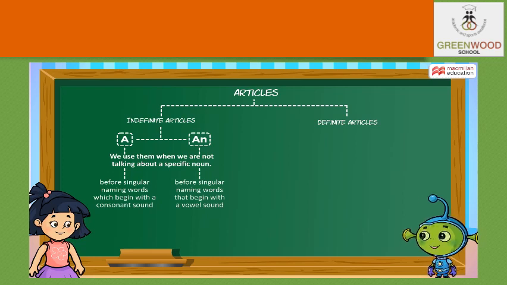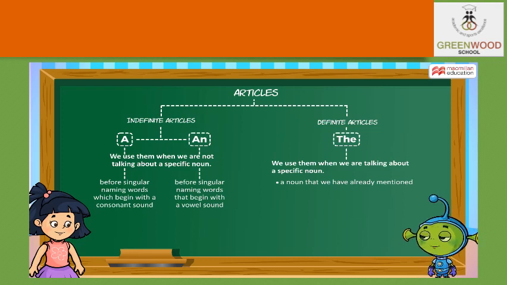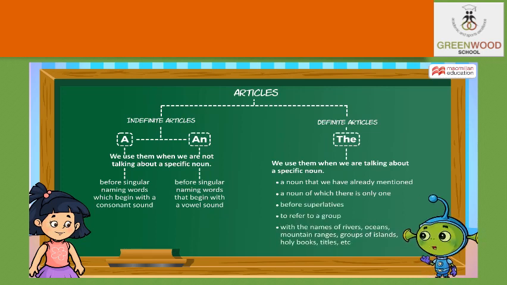The definite article the is used to talk about a specific noun, a noun that we have already mentioned, a noun of which there is only one, before superlatives, to refer to a group, and with the names of rivers, oceans, mountain ranges, groups of islands, holy books, titles, etc.